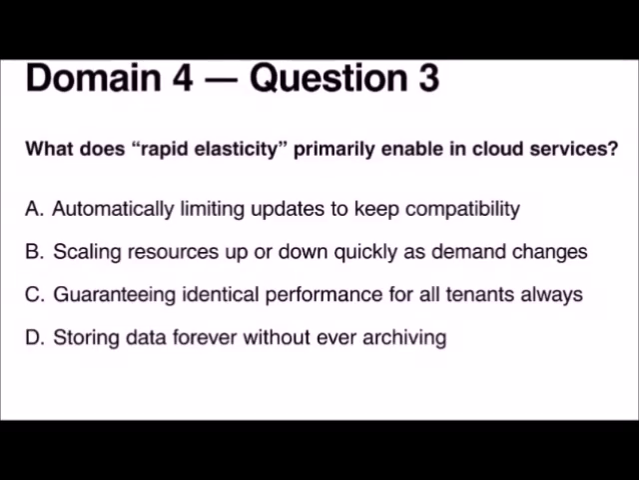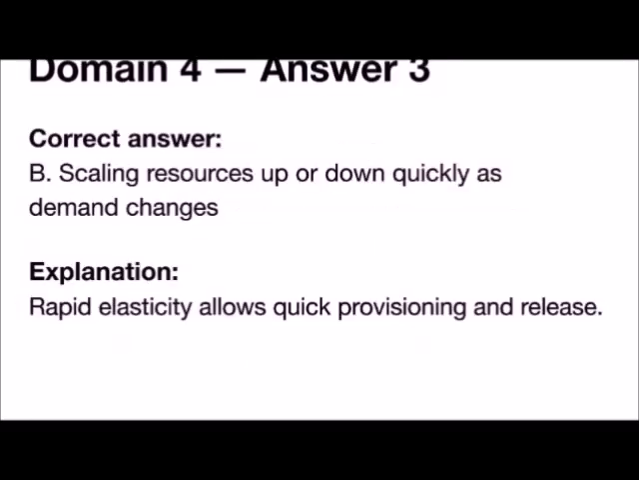Question 3. What does rapid elasticity primarily enable in cloud services? A. Automatically limiting updates to keep compatibility. B. Scaling resources up or down quickly as demand changes. C. Guaranteeing identical performance for all tenants always. D. Storing data forever without ever archiving. Correct answer. B. Scaling resources up or down quickly as demand changes. Explanation. Rapid elasticity allows quick provisioning and release.